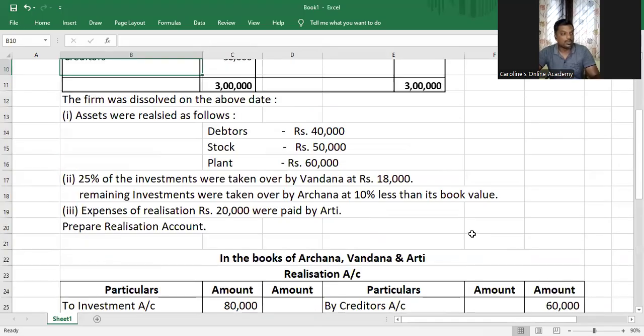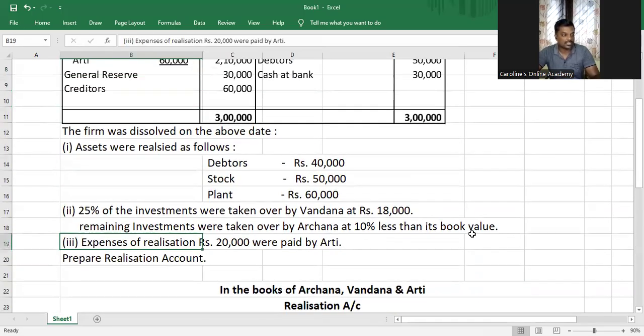And then we move on to the last adjustment given in the question, which is expenses of realization. When it comes to expenses of realization, you're supposed to see if it has been borne by the partner or if it has been borne by the firm. If you look at this question, they are not told that the partner bears the realization expense, and therefore, whenever the question is silent on who bears the realization expense, you're supposed to assume that the firm bore the realization expenses. So the firm bears the realization expense, but it was paid by RP.